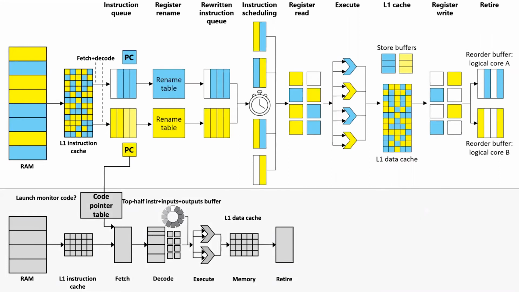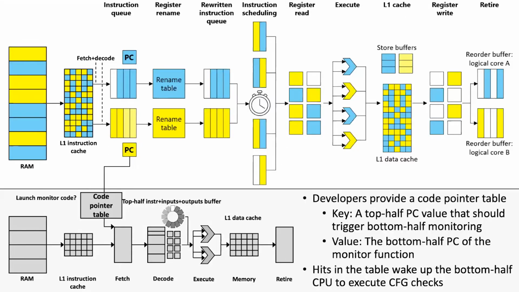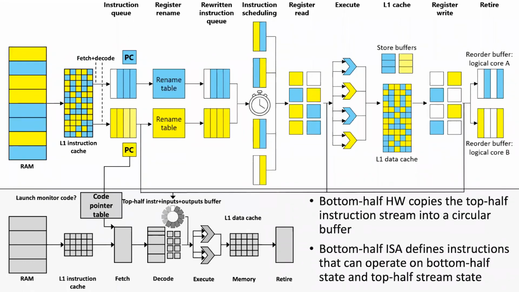Now, this code pointer table is essentially a list of key value pairs, where the key is a top half PC value that triggers the corresponding monitor code in the bottom half pipeline. So anytime the top half PC value matches an entry in the code pointer table, the bottom half pipeline will trigger the corresponding monitor code. The second element is that the bottom half hardware copies the top half instruction stream into the circular buffer.